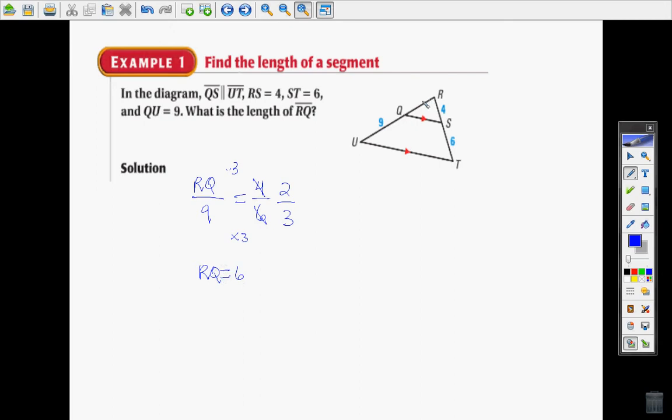We could also set this up as RQ over 4 equals 9 over 6, and divide these both by 3 and get 3 over 2, and multiply 2 times 2 to get 4, and 3 times 2 to get 6. Again, RQ equals 6. Okay? So once again, you can go top to bottom, or you can go side to side equals side to side. Either way will work.